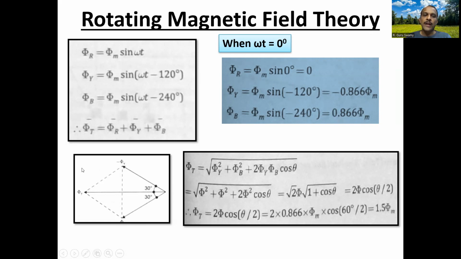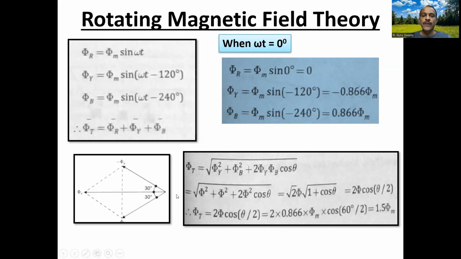Now we apply the parallelogram law and we get the total flux, phi t. Here phi R is 0, so phi t equals the square root of phi Y squared plus phi B squared plus 2 into phi Y into phi B into cos theta, where theta is the angle between them. Since phi Y and phi B are equal in magnitude, it becomes phi squared plus 2 phi squared cos theta. Phi squared plus phi squared becomes 2 phi squared, so it becomes root 2 phi into square root of 1 plus cos theta. What is 1 plus cos theta according to trigonometry? 1 plus cos theta is 2 cos squared theta by 2.